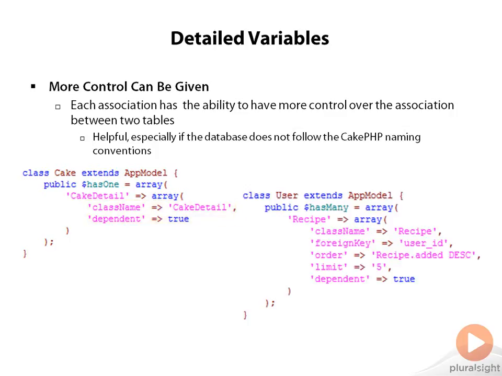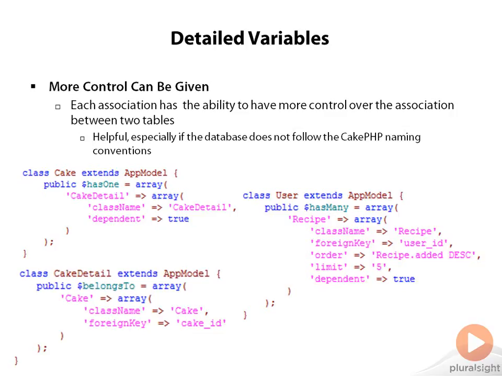Here's an example of a has-many extended array. You'll note the first associative array has a key of recipe, recipe being the model that user is referencing. And the associative array of recipe has a key-value pair for more information in regards to this association type.